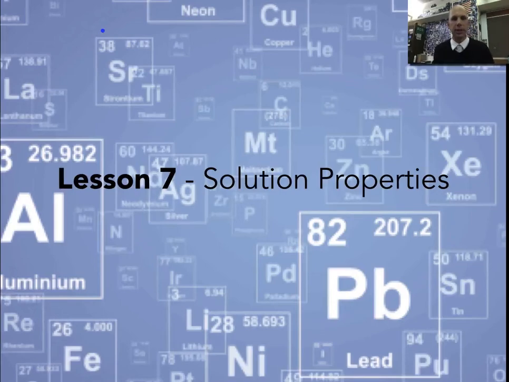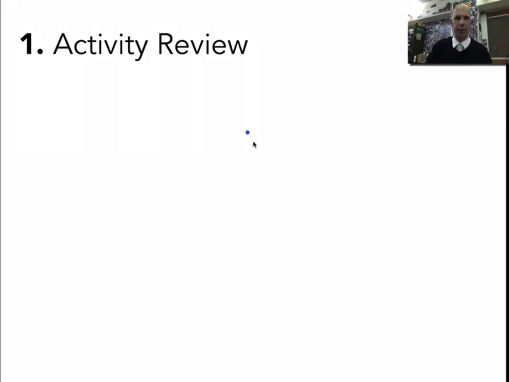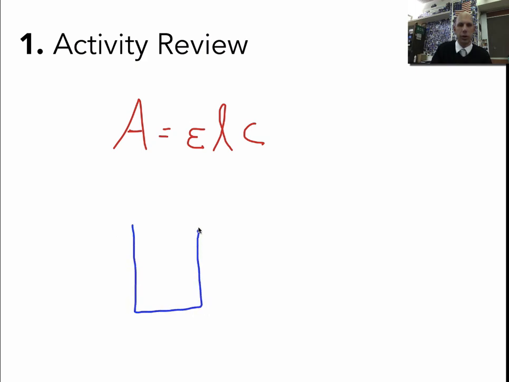All right, welcome to lesson 7 entitled Solution Properties. In lesson 7, we started off by looking at something called Beer's Law. And Beer's Law, we learned, says that the absorption of a certain solution is equal to some intrinsic, structural properties of that solution, multiplied by the distance the light has to travel through the solution, multiplied by the concentration. And we got at that by looking at two different concentrations.